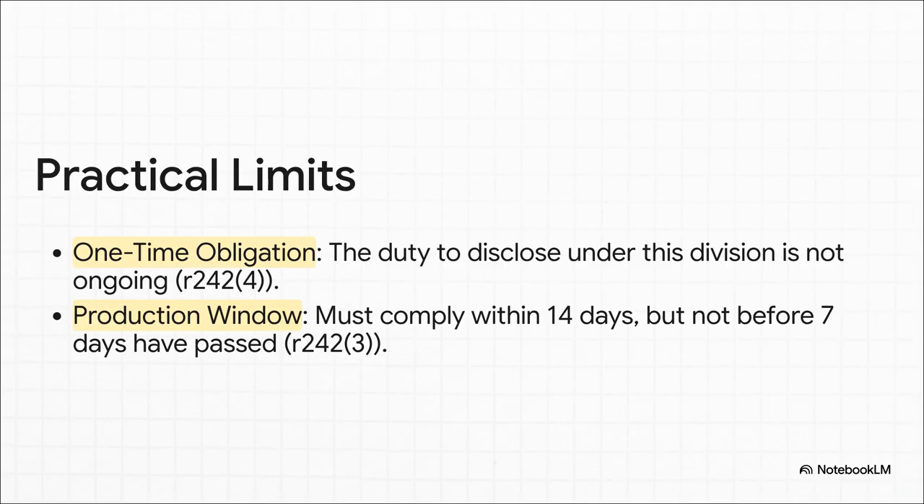Second, Rule 242 Subrule 3 sets the timeline. They have 14 days to comply. But, and this is important, they cannot produce the documents in the first 7 days. That week-long pause is there to give other parties a chance to object.